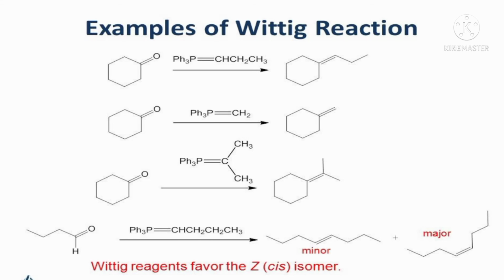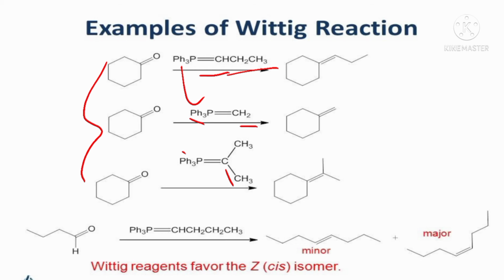First, cyclohexanone reacts with a phosphorane to form alkenes. In the first three examples the reactant is the same, all cyclohexanone, and only the phosphorane changes. In the first example, there is PPh3 double bond CHCH2CH3. PPh3 is common in all three examples, only this part changes: CHCH2CH3, CH2, and CH(CH3)2.